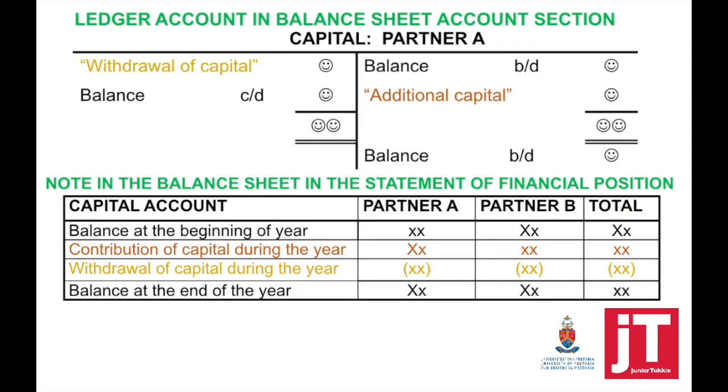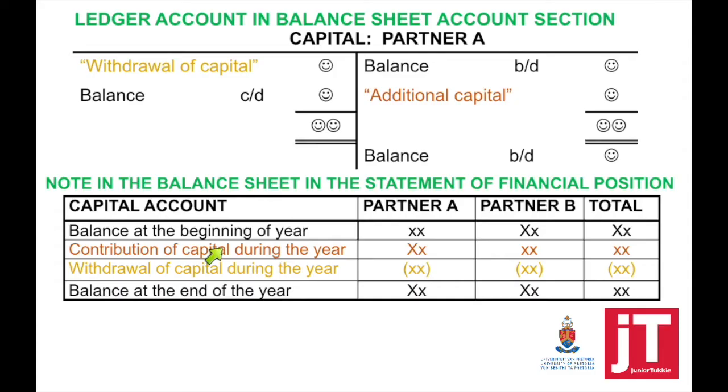If we look at capital, the ledger account, on the credit side, we would always have the balance brought down. Did the partner contribute any additional capital? Did the partner take any of his or her capital? And then we calculate our new balance. The note works exactly the same. We will have capital, partner A, partner B. It all depends on the number of partners that we've got. Each partner has its own capital account.